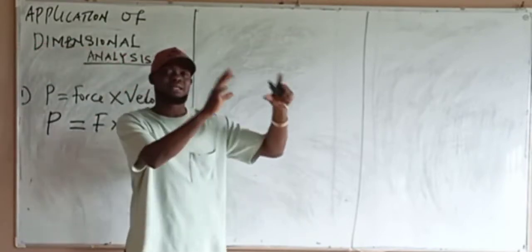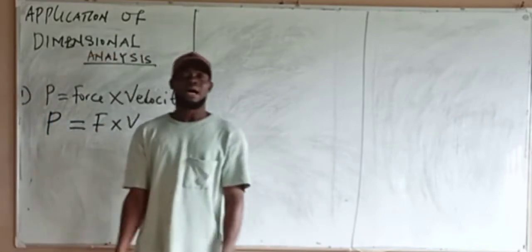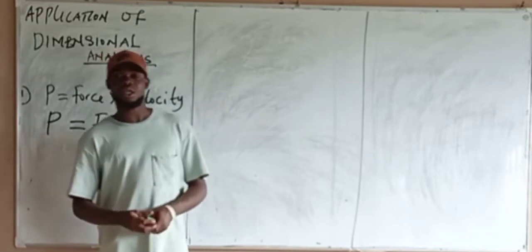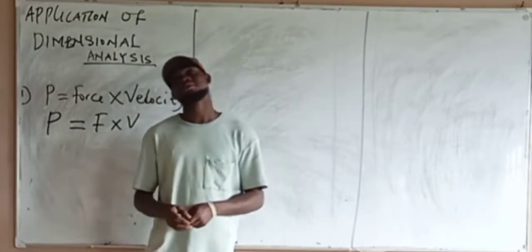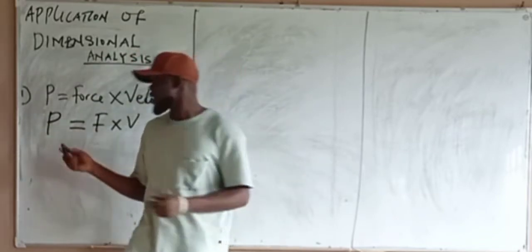Now, if you have simplified the left hand side and the right hand side, and at the end of the day the dimensions of both sides are the same, you say yes, the equation is correct. If they are not the same thing, it means the equation is not correct or not valid. That is how it is. Simple as that.